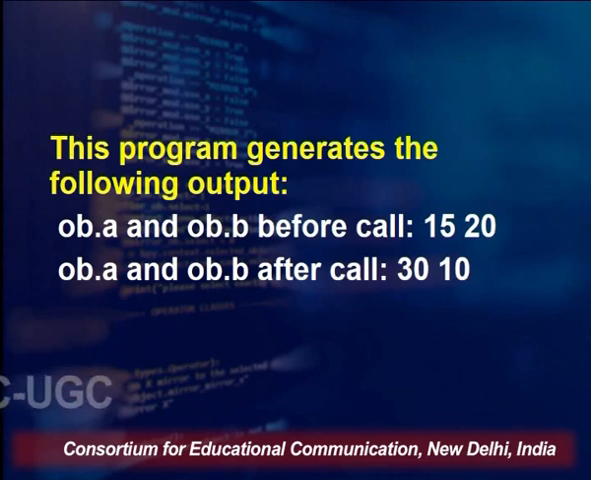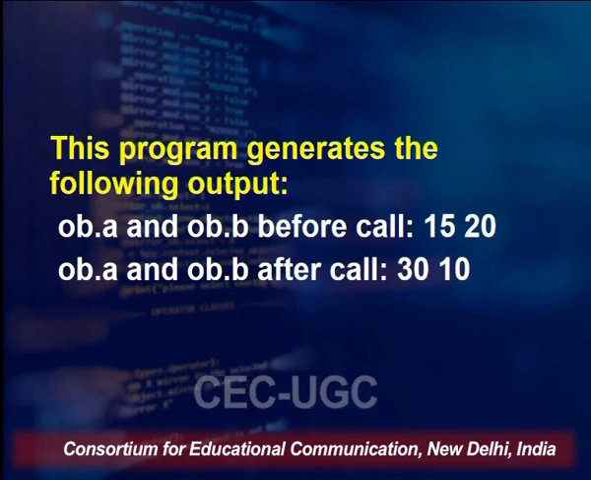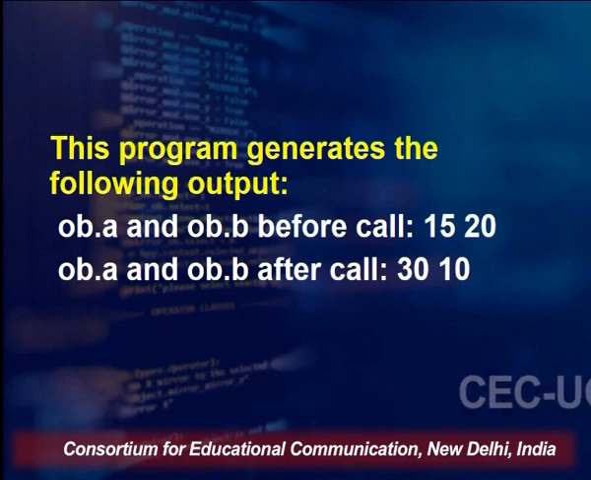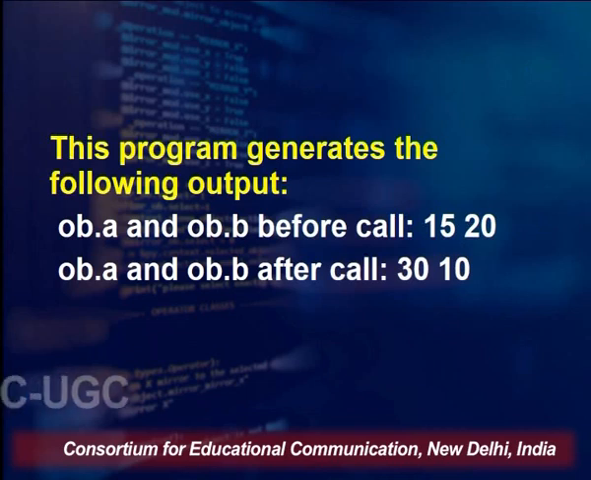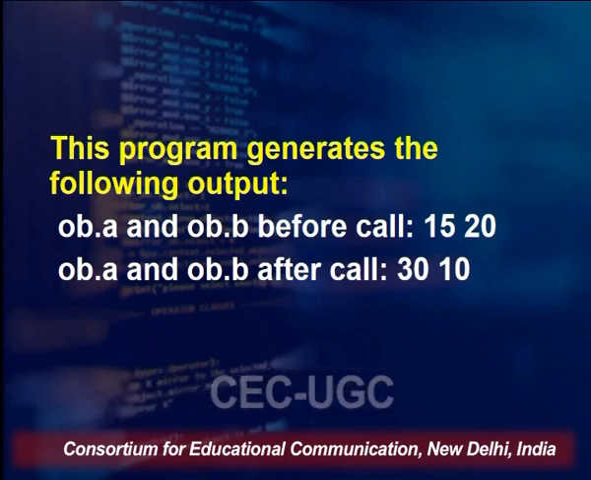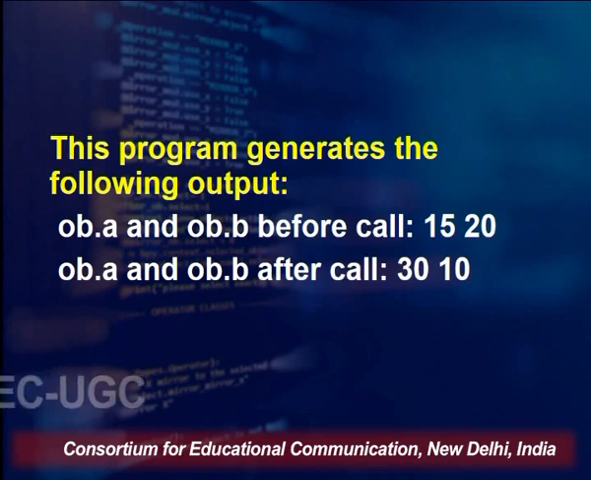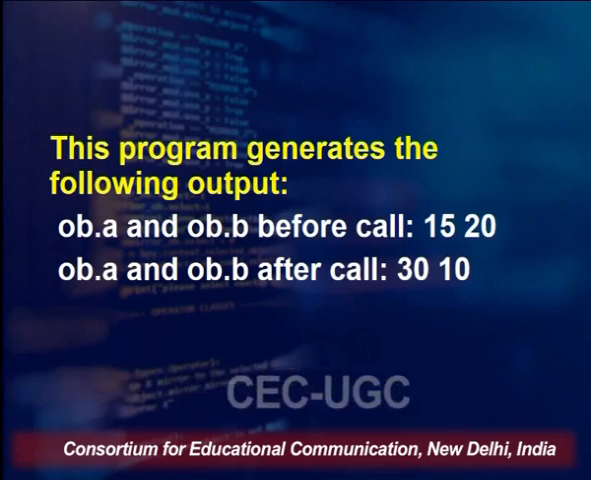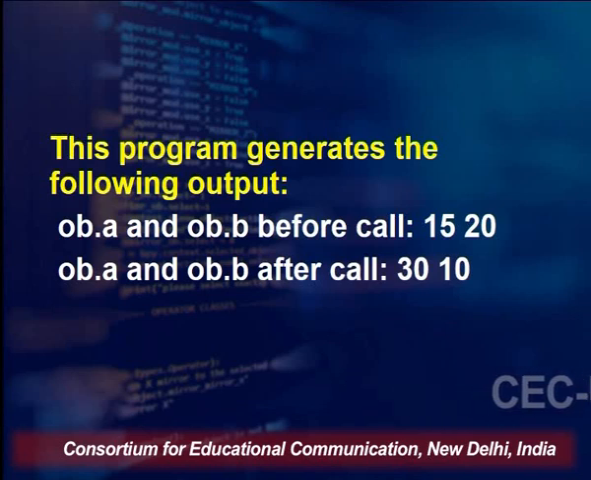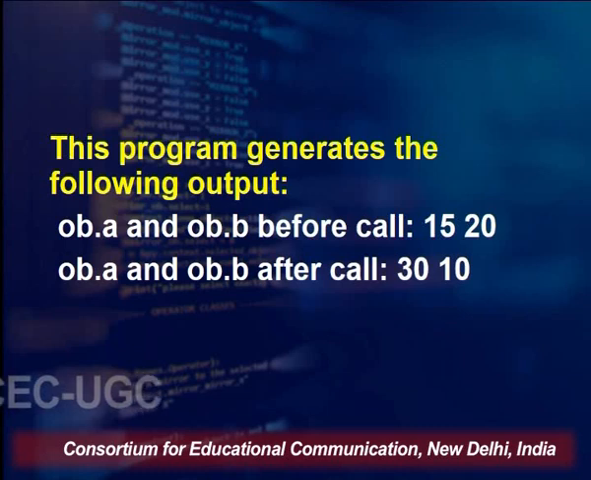So ob, being a reference type, is passed as call by reference, and after the call of this method meth, we will again print ob.a and ob.b. The results are that ob.a and ob.b before the call are 15 and 20, while ob.a and ob.b after the call are 30 and 10. So 15 multiplied by 2 is 30, the value of A is doubled and the value of B is halved. The bottom line is whatever changes we do inside the routine onto the parameter passed by reference will be reflected into the original parameter.